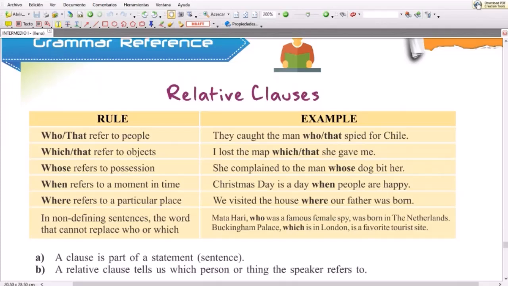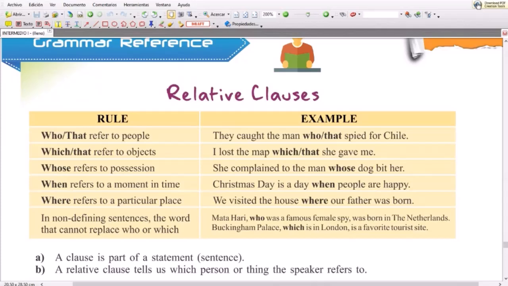All right. Are you talking about a place? So I use where. Are you talking about time? So I use when. Are you talking about someone, a person? So I use who or that. Okay, that is kind of casual, you know. If you can use who for someone, it's going to be better. But you can also use that.